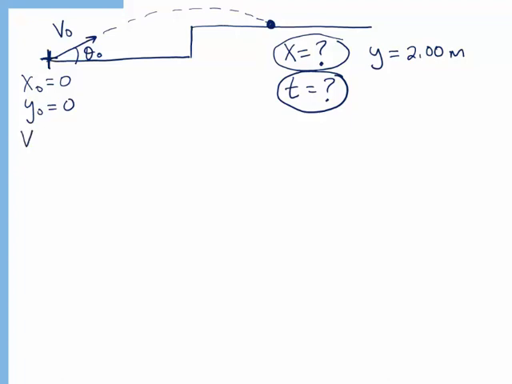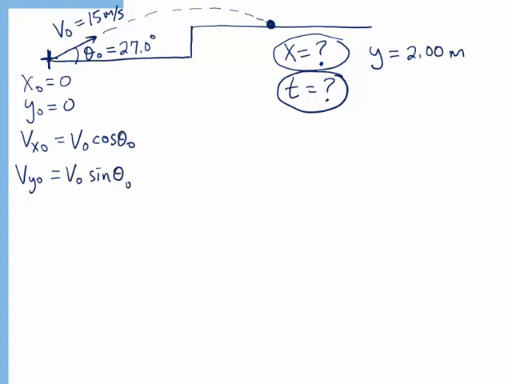I know the initial velocity, v naught, is 15 meters per second, and I also know that theta naught is 27 degrees. Therefore, I can calculate the components of the initial velocity. Remember, you always are working with the components in those kinematics equations. So v naught cosine theta naught and v naught sine theta naught. I'll just tell you what I got when I calculated those: 13.4 meters per second and 6.81 meters per second.